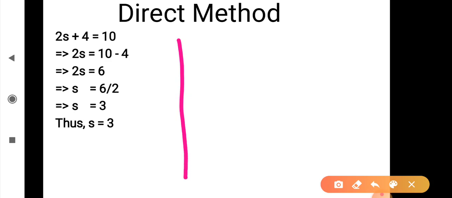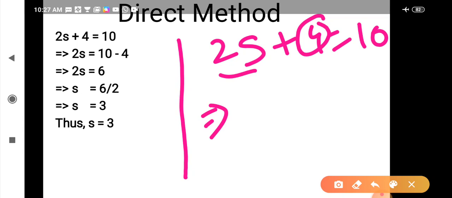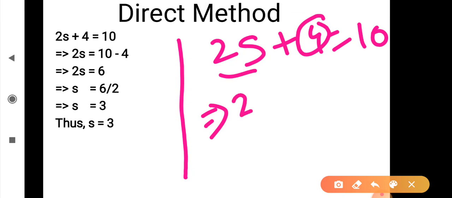So I'm going to show it here. I'm using the same equation again: twice s plus 4 equals 10. First of all, since I have told you I have to make this alone, therefore I need to remove these 4. So what I can do, twice s plus 4.